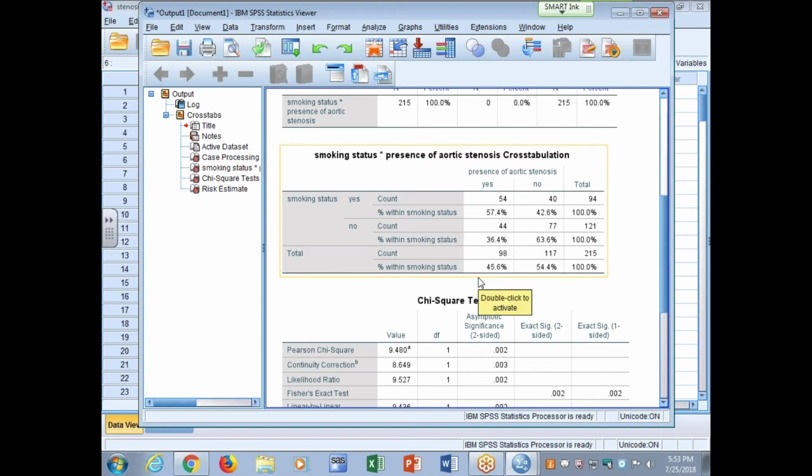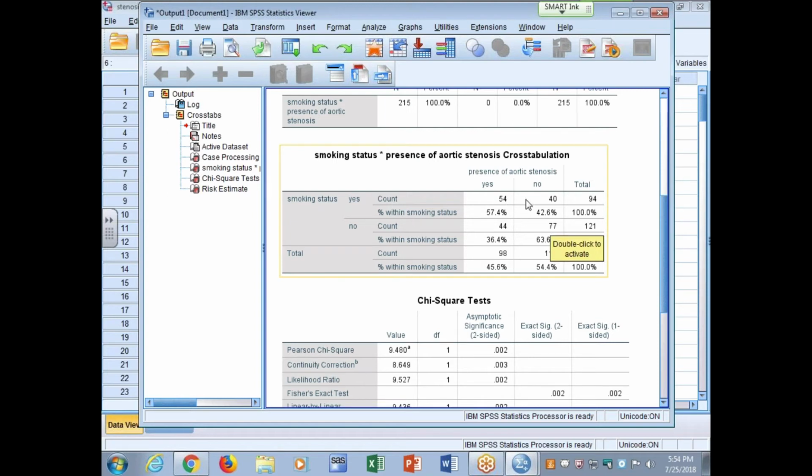Now, what would the odds ratio be? Well, the odds ratio is going to be calculated a little bit differently. It's going to be 54 over 40, the number of people that have the disease over the number of people that don't have the disease given that exposure. 54 over 40, and the odds for people that don't smoke are 44 over 77. So 54 over 40 is about 1.3, 44 over 77 is about 0.6, 1.3 divided by 0.6. Again, I'm just estimating, it's about 2 point something. Okay, so I'm going to keep that in the back of my head.